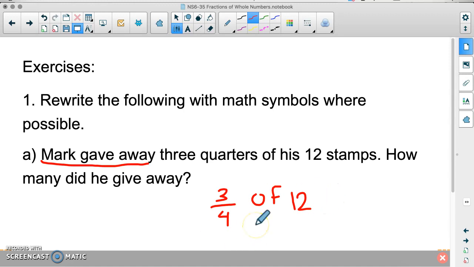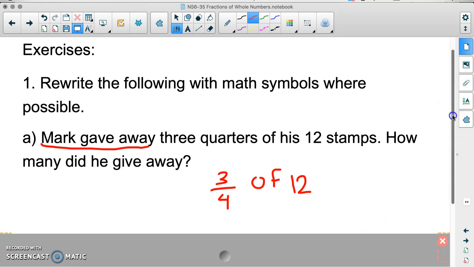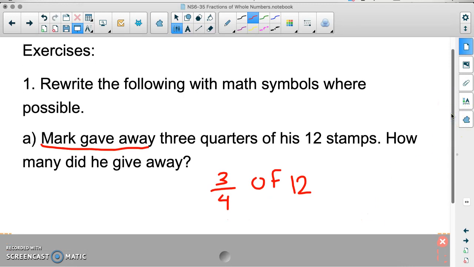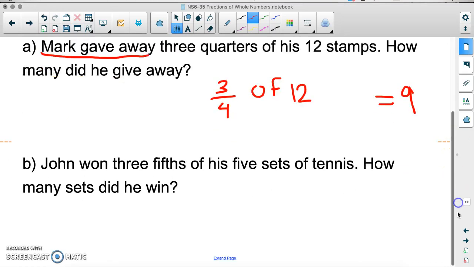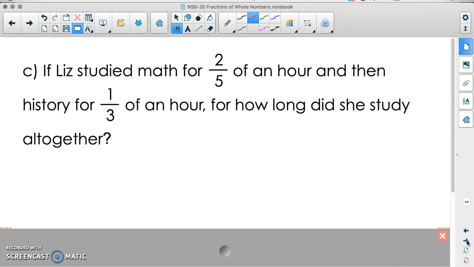Well, you're actually going to solve this now. So 3/4 of 12. Use your strategies to solve this. So you'll find that if you do the math using your strategies, Mark gave away 9 of his stamps. I want you to solve B. Now you're going to solve C. And then when you're done, you're going to resume your screencast.